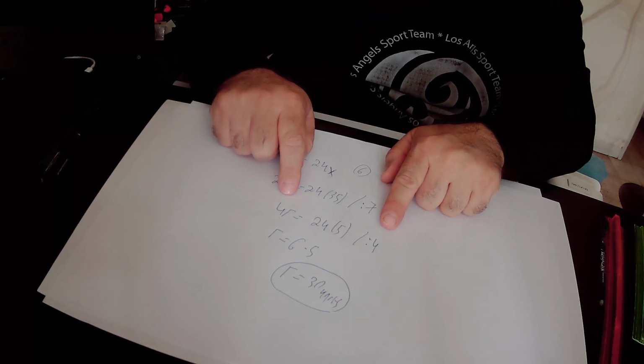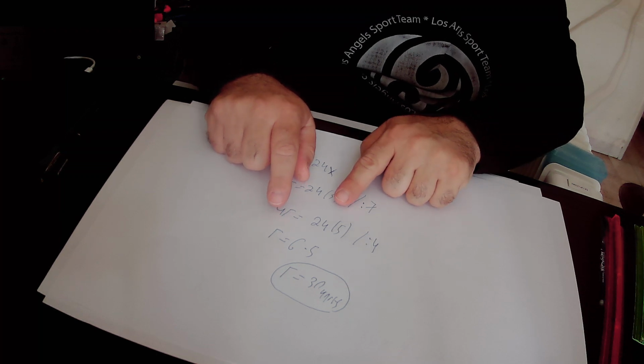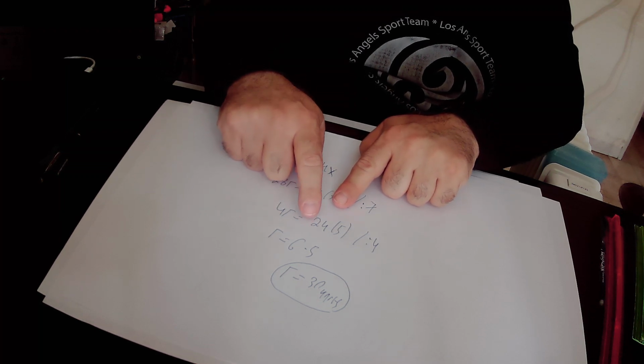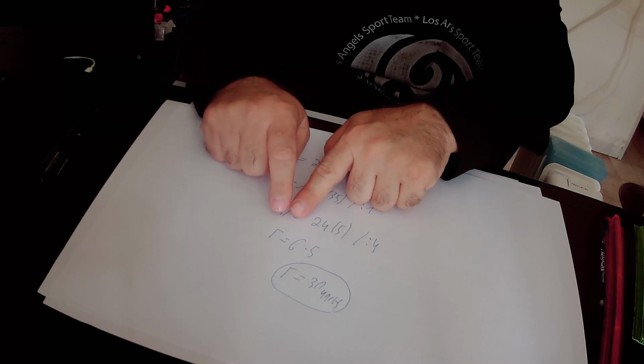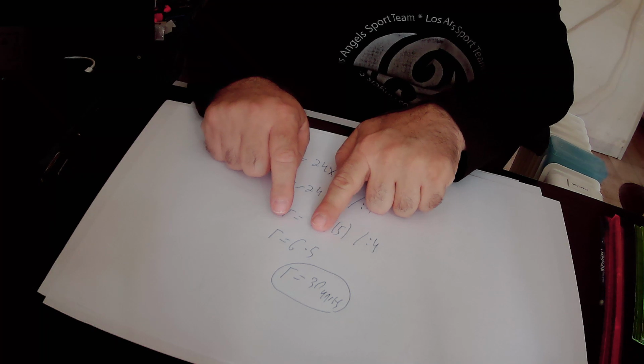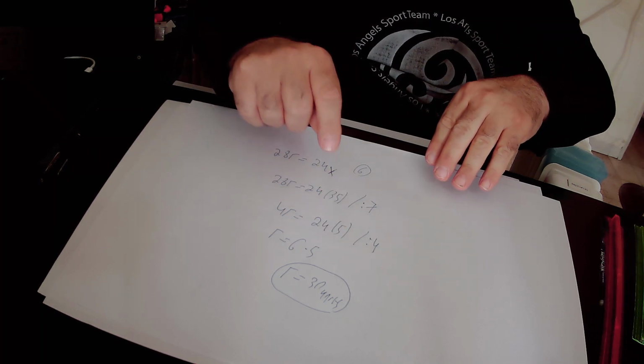Here we divided this equation by 4. 4r over 4 is r, and 24 over 4 is 6. So on this side of the equation we have 6 times 5. So we found that r equals 6 times 5. 6 times 5 is 30. So in conclusion, we found out that r equals 30 units.